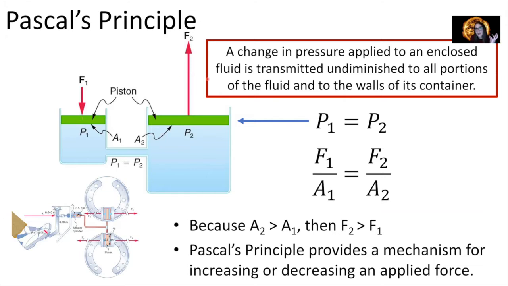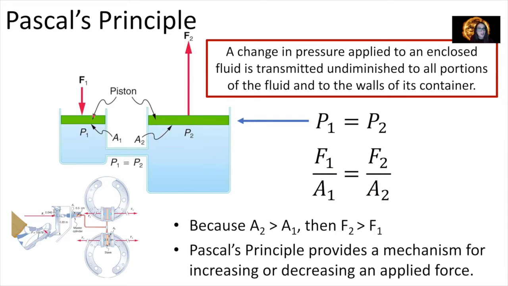And so this statement means that the pressure we have applied to this fluid over here with this piston is the same as the pressure applied over here to this reservoir of fluid. So P1 over here has to equal P2 over here if we have an incompressible fluid. And we know that pressure is equal to the force over area. So the force I apply over here over the cross-sectional area of this piston head has to equal the output force over here divided by the cross-sectional area of this piston here.